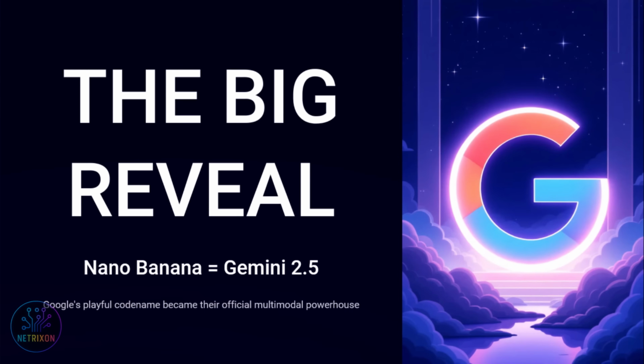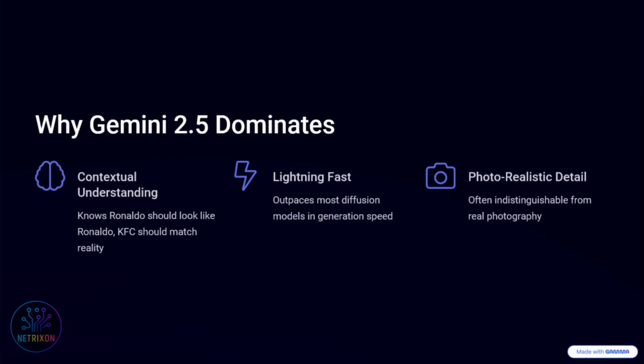The answer. Nano Banana is actually Gemini 2.5 by Google. When it first appeared, it was released under the playful name Nano Banana for a short testing period. But after showing off its insane power, Google officially branded it as Gemini 2.5. This is where things get exciting. Gemini 2.5's image generation is on another level because it uses contextual understanding, so it knows that Ronaldo should look like Ronaldo, KFC should look like KFC, and even lighting and textures should match reality. It's faster than most diffusion models, and the detail it provides is often indistinguishable from real photography.